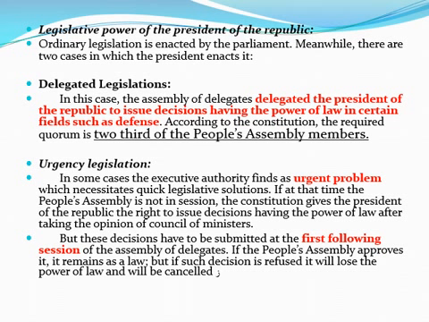So as a general rule, the President of the Republic has no power to enact laws, but exceptionally he can do this by delegation, express delegation of two-thirds of the Assembly of Delegates members, or he can do it in case of urgency.